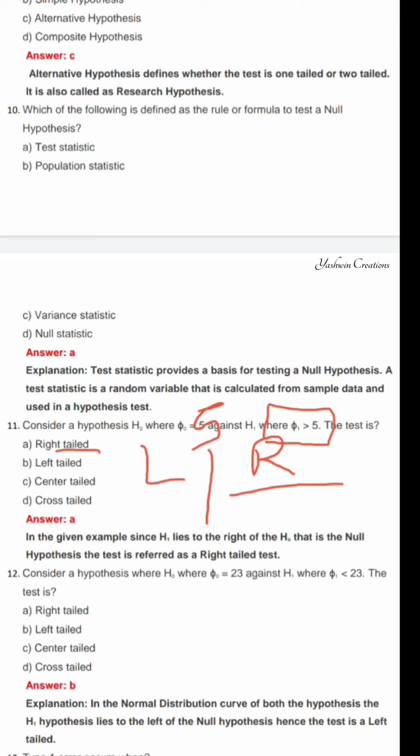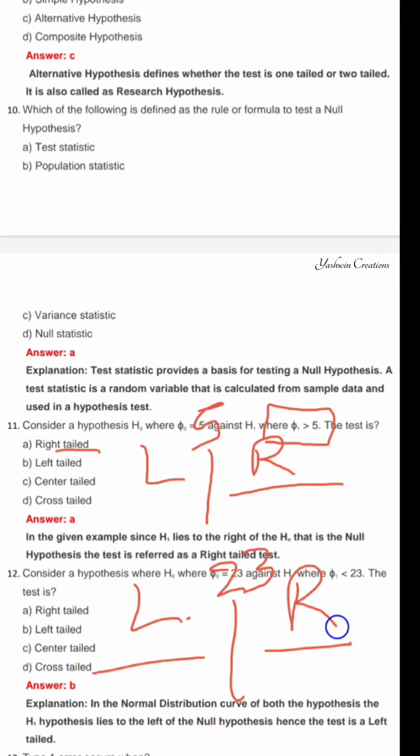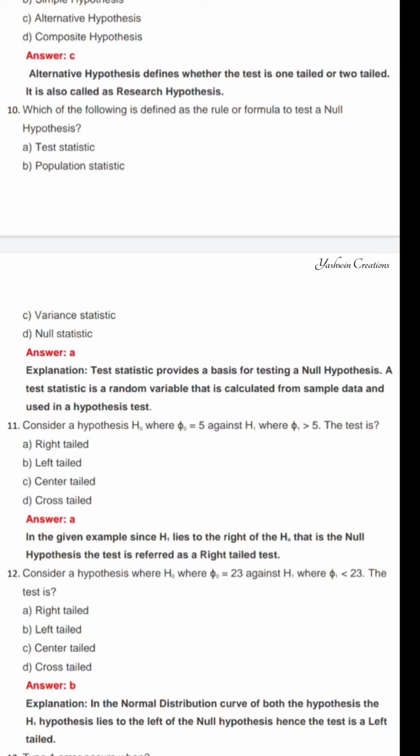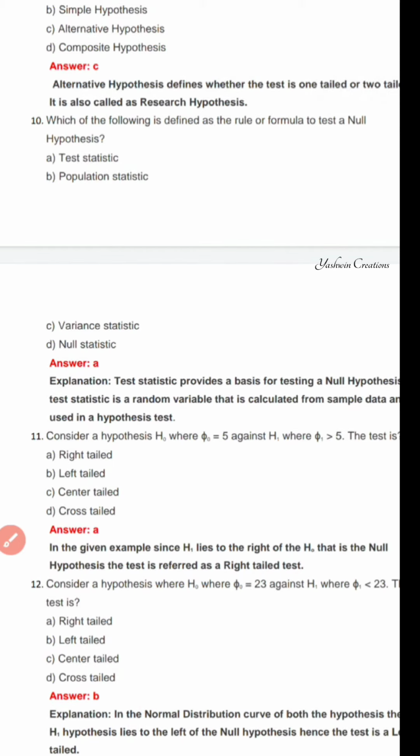Next the question, consider a hypothesis H0 where phi naught equals 23 against H1 where phi 1 is less than 23. Where phi 1 is less than, that means here this is left and here it is less than. So less than means you will get left. The answer is left-tailed test.